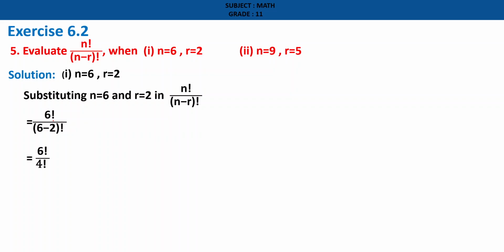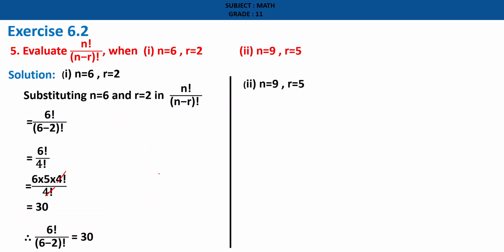Therefore, we can write it as 6 factorial divided by 4 factorial. 6 factorial we can write as 6 into 5 into 4 factorial divided by 4 factorial. Now we can cancel 4 factorial and 4 factorial. 6 fives are 30. Therefore, 6 factorial divided by 6 minus 2 factorial is equal to 30.